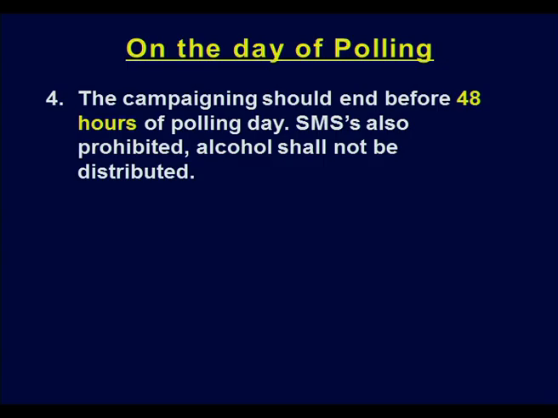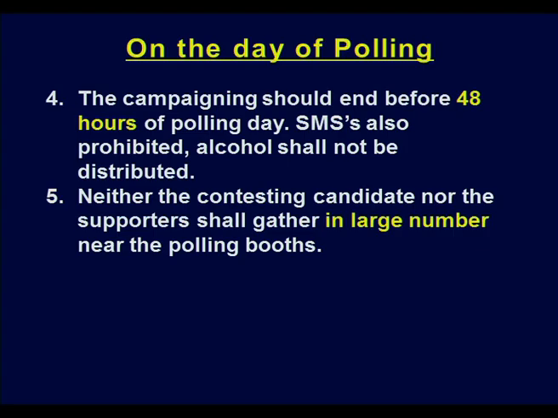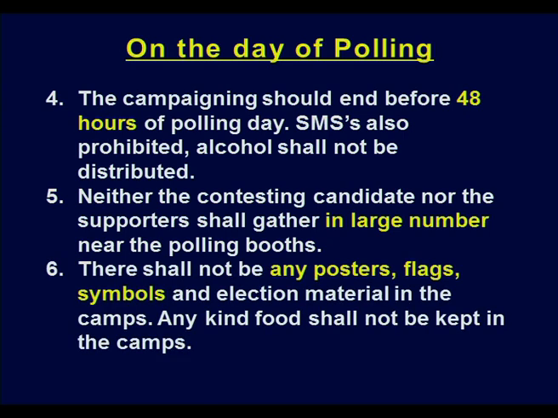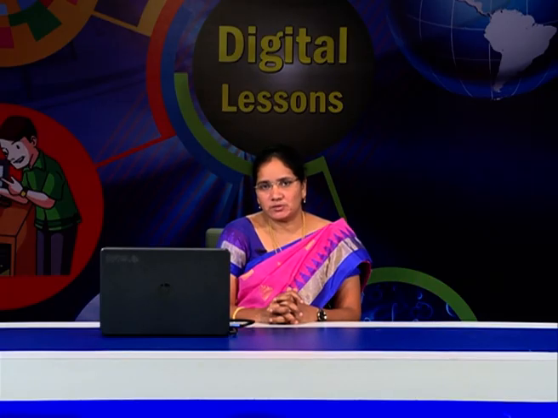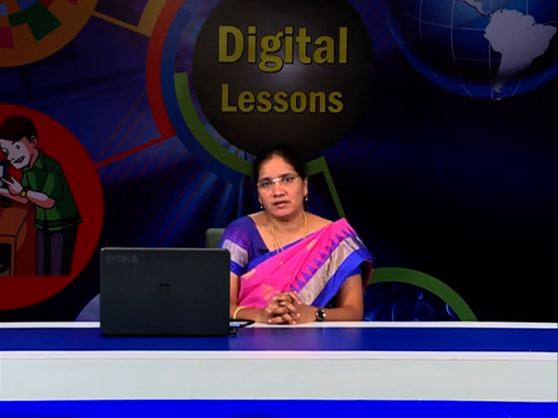Next, the campaigning should end 48 hours before the polling day. SMS is also prohibited, alcohol shall not be distributed, and neither the contesting candidates nor the supporters shall gather in large numbers near the polling booths, and there shall not be any posters, flags or symbols and election material in the camps. Any kind of food shall not be kept in the camps. So, all these rules and regulations must be followed by the contestants and also the political parties.